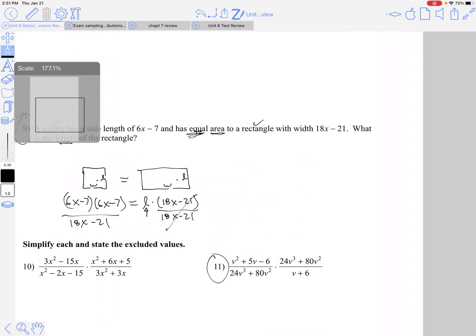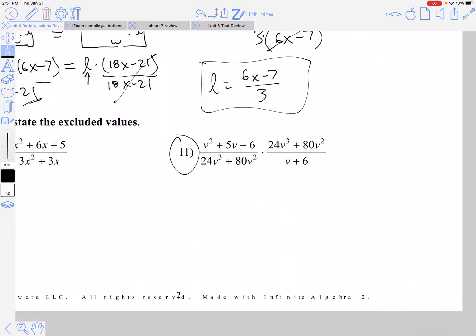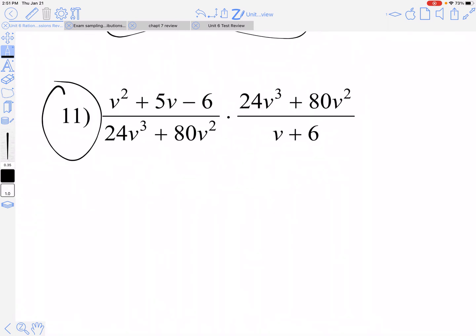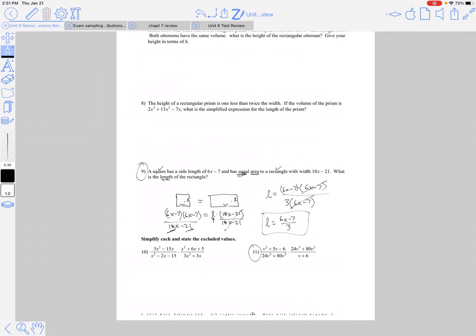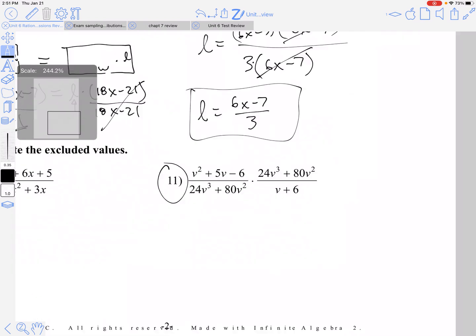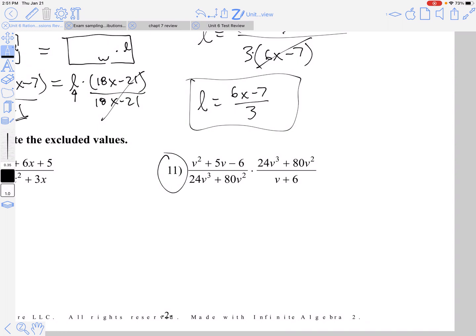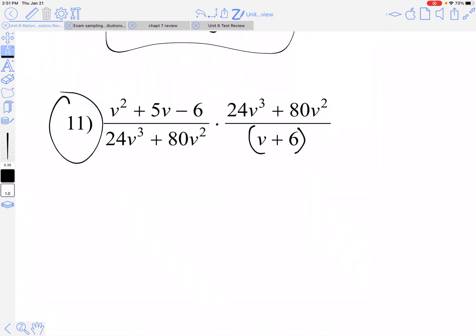All right, 11. So I have lots of fractions. I need to state the excluded values and simplify. So in order to find the excluded values, I'm going to look at each fraction, make sure that it never becomes 0. So v plus 6 can never become 0. So v can never be negative 6, or it will become 0, right?